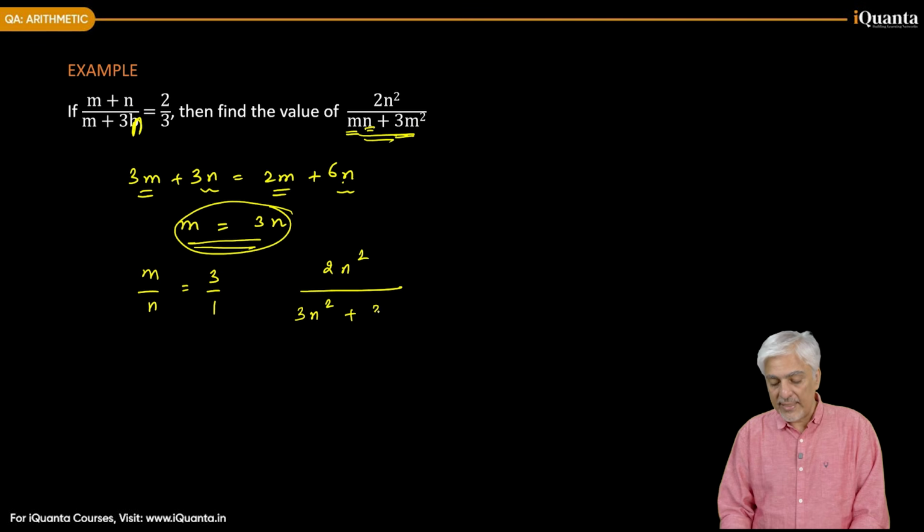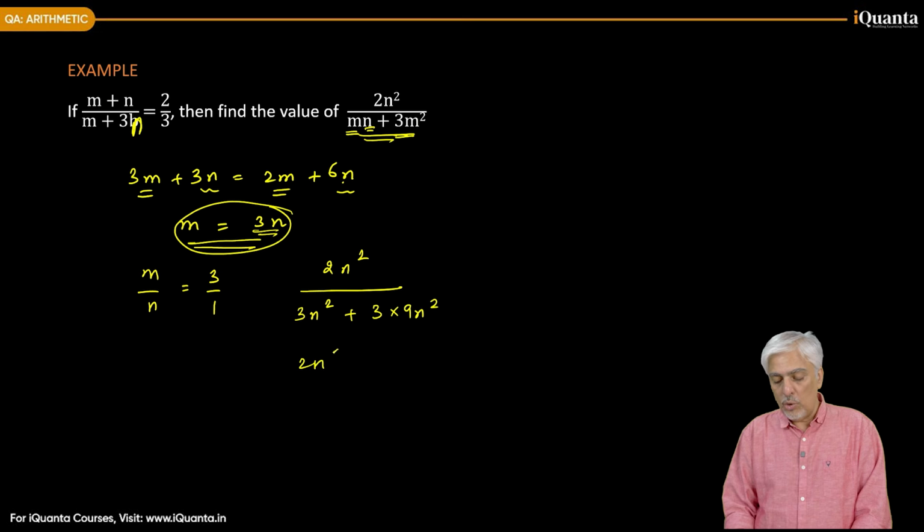The 3 remains as it is. m square becomes 9n square, because m is 3n. Right? So m square will become 9n square. So into 9n square. So we've got 2n square upon 27 plus 3, 30n square. n square cuts. Answer is 2 upon 30, which is 1 upon 15.